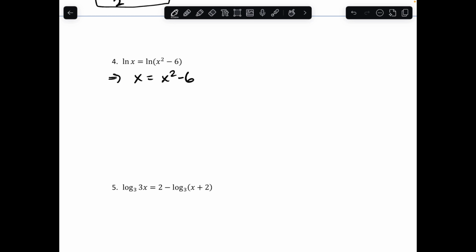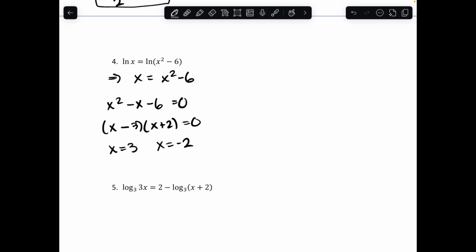And so what we can do is we can get everything on one side. So we'll have x squared minus x minus 6 is equal to 0. So let's go ahead and factor. We'll get (x minus 3) and then (x plus 2) is equal to 0. Our zero product property then tells us that x is equal to 3 and x is equal to negative 2.